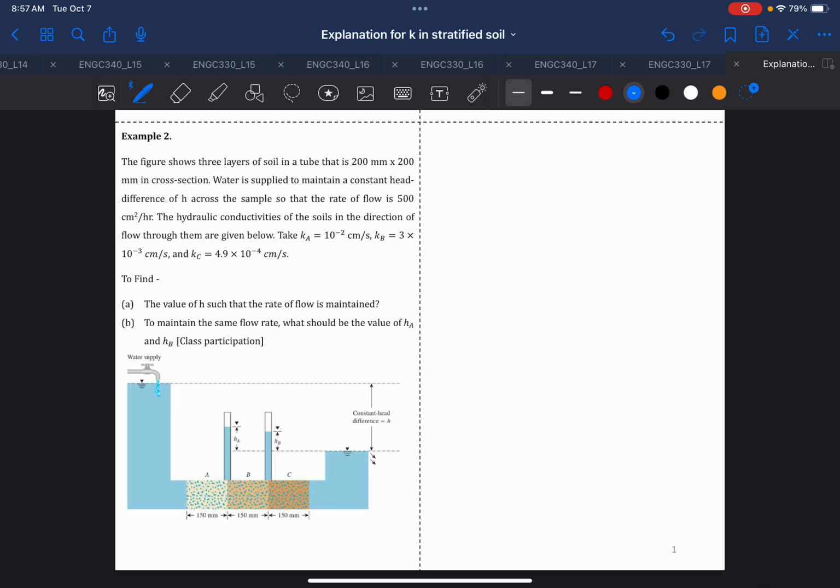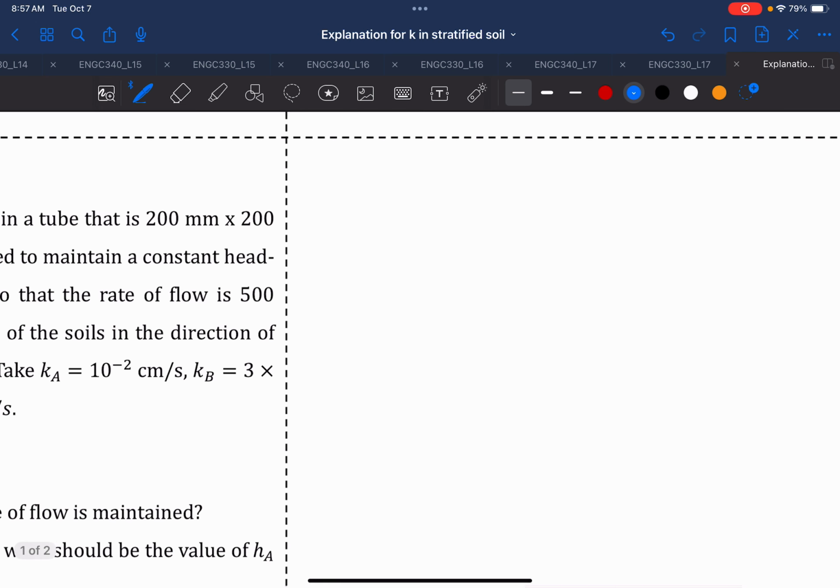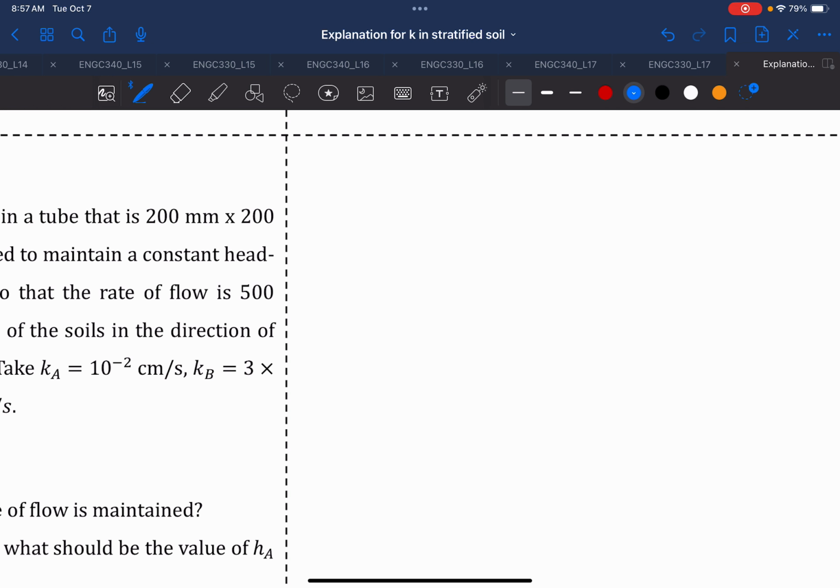So the first thing we have to learn is, because we are going to use the equation Q, which you have learned in your soil permeability concepts, that Q, which is your flow rate, is equal to K, the coefficient of permeability, or permeability coefficient, or hydraulic conductivity, into I, which is your hydraulic gradient, and A, which is your cross-sectional area. And please remember that the area is always perpendicular to the flow.